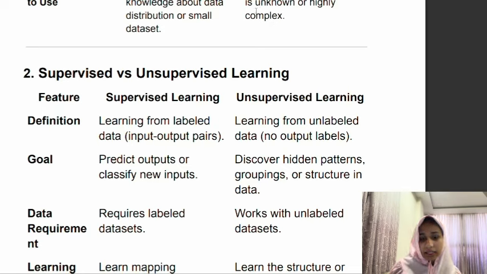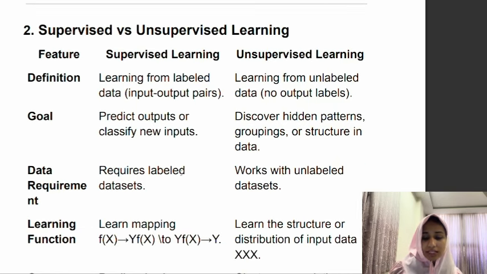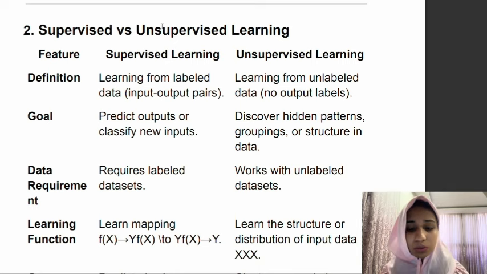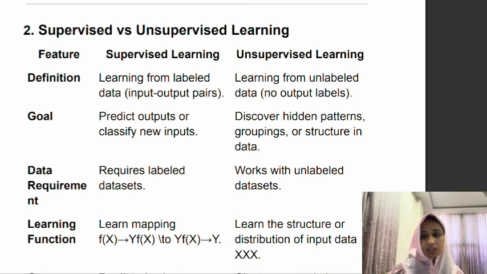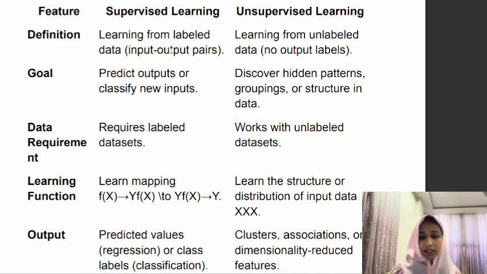So supervised learning is from labeled data, we have input output pairs. And unsupervised learning is from unlabeled data, no output labels. The goal of supervised learning is to predict outputs or classify new inputs, and in unsupervised learning, discover hidden patterns, groupings or structure in data. Supervised learning requires labeled data sets, and unsupervised learning works with unlabeled data sets.